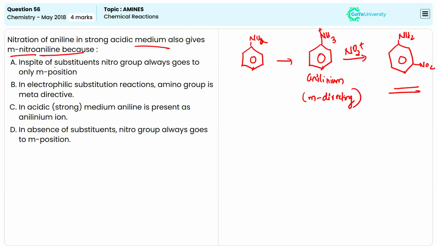So the first option, in spite of substituent, nitro group always goes to only meta position, is not correct. Electrophilic substitution, amino group is meta directive, that is not the correct answer. In acidic medium, aniline is present as anilinium ion, that is the reason. So D is also incorrect. Coming to C, that is the correct answer because the anilinium ion produced here is a meta directing group.